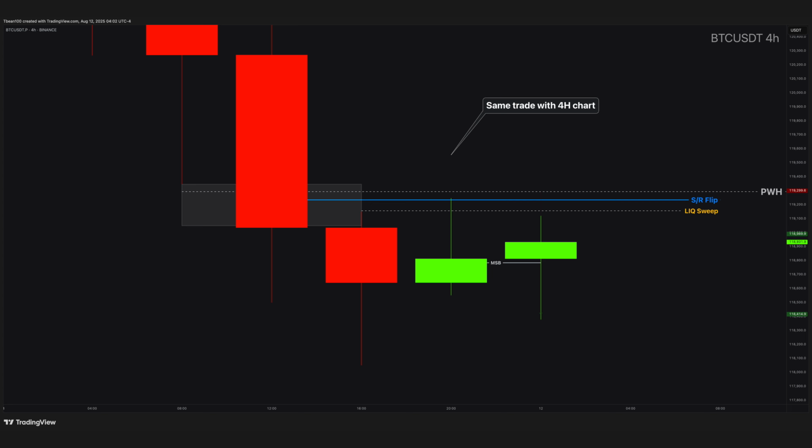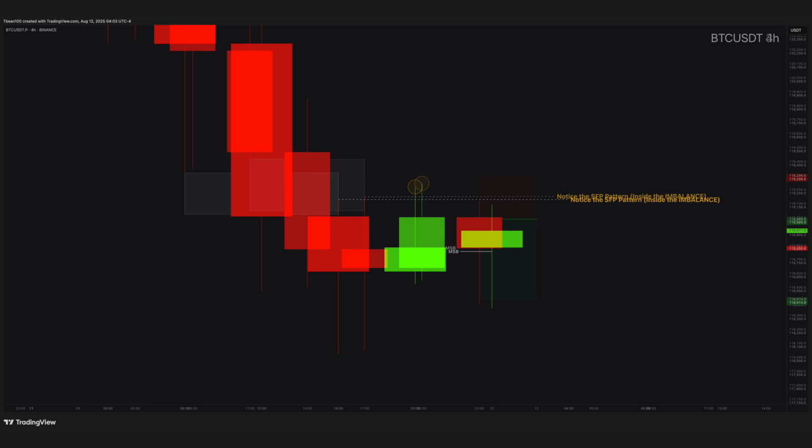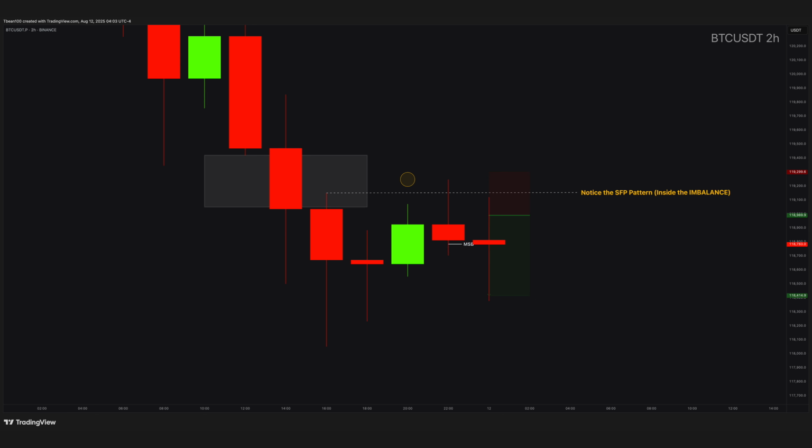Let me go back slowly again, but this time with a slightly different perspective in mind. Notice carefully the swing failure pattern that formed right inside the imbalance area. Now look at the 3-hour time frame, where the swing failure pattern becomes obvious again. In the 2-hour time frame, you can also clearly see the swing failure pattern repeating once more.